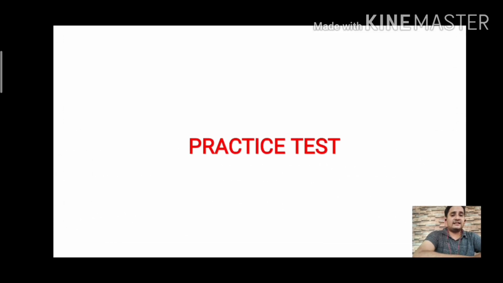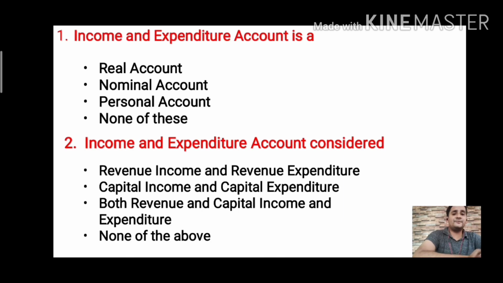Now, some practice tests for you. These are two questions for you. Income and expenditure is what account? And income and expenditure account considers which item: capital nature, revenue nature, both capital and revenue nature, or none of the above? This is a practice test. Please try these two questions and write your answer in the comment box.